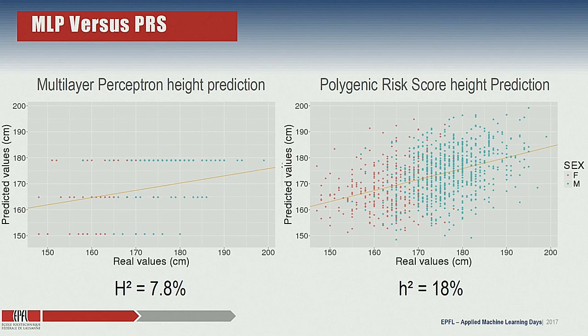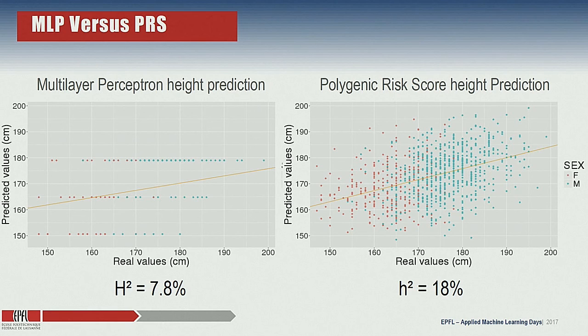Next, we computed the polygenic risk score thanks to a huge study of 200,000 individuals. We then got a narrow sense heritability of 18%, but it's not directly comparable with what we had because there are here 200 times more samples.